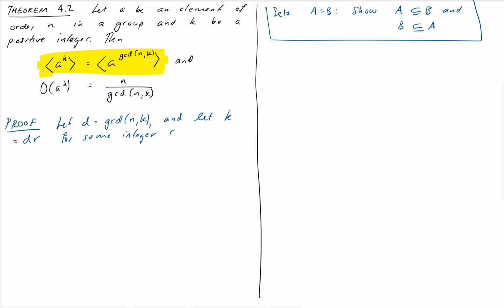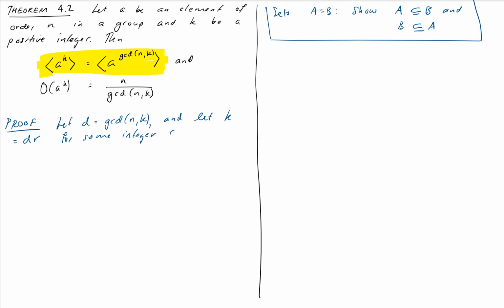We're being asked to show that the cyclic subgroup generated by a to the k has the same elements as the cyclic subgroup generated by a to the d. Okay, so let's start by looking at whether or not a to the k is contained within the cyclic subgroup generated by a to the d.